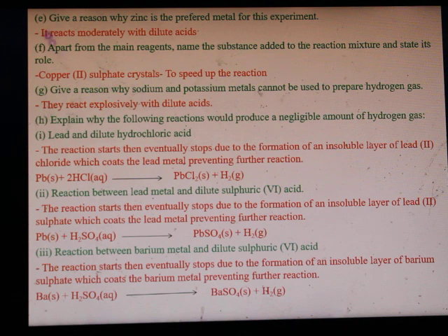And on the same setup, you can be asked to give a reason why zinc is the preferred metal for this experiment. When preparing hydrogen, zinc is preferred to be reacted with dilute hydrochloric acid over other metals. The reason is because zinc reacts moderately with dilute acids.